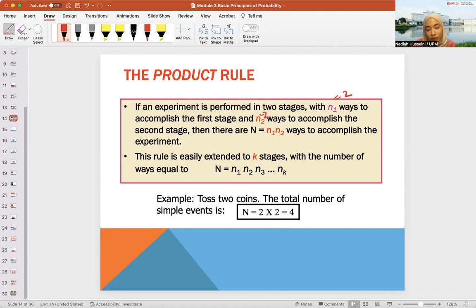So if you have 2 ways to accomplish the first stage and 2 ways to accomplish the second stage, then the total number of events that you can get is N equal to n1 times n2, the product of n1 and n2, ways to accomplish the experiment. This rule can be applied if you have many stages. For example, you have 10 stages, each stage you have 2 ways, for example, you are tossing a coin 10 times.